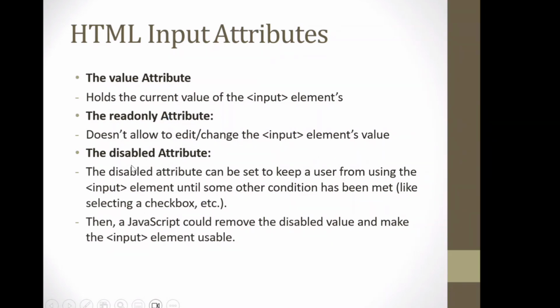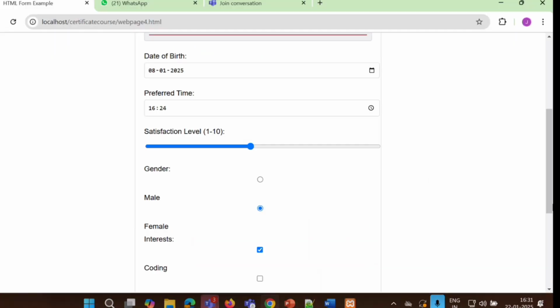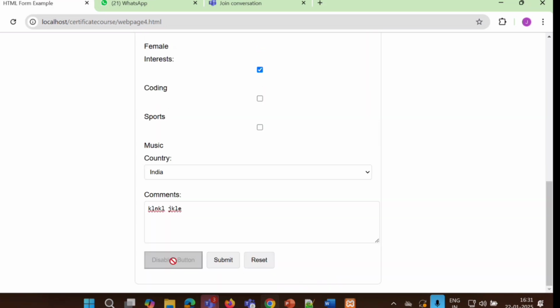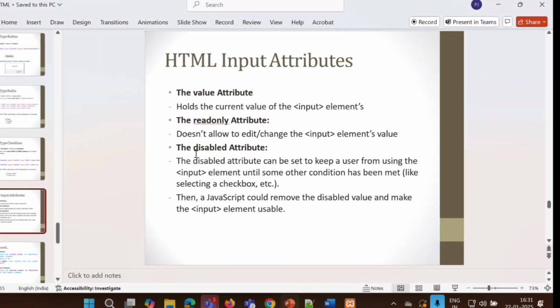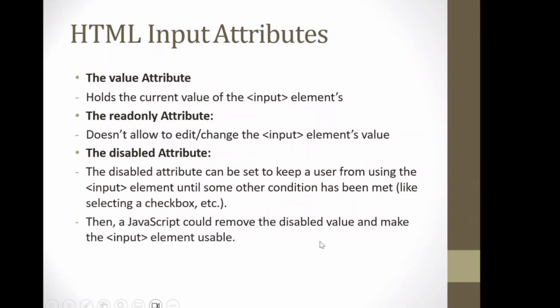And disabled. Disabled is one more attribute that we can mention for the input tag. If it is disabled, we will get output like this. This button is disabled, right? So how is it created? By using this attribute. If you mention the disabled attribute, we will get output like this. And later on we can enable it. We can write some JavaScript function and by that we can enable it.